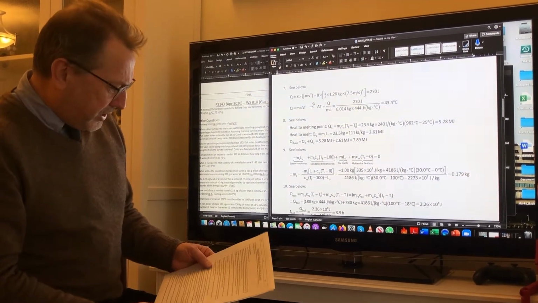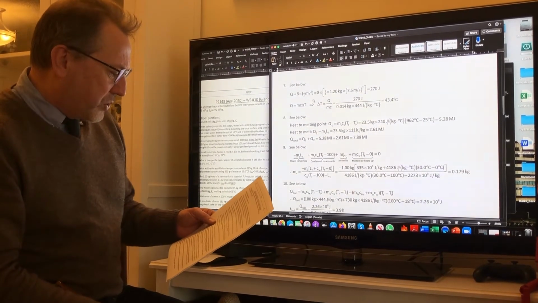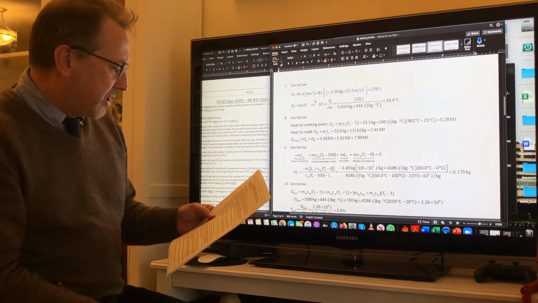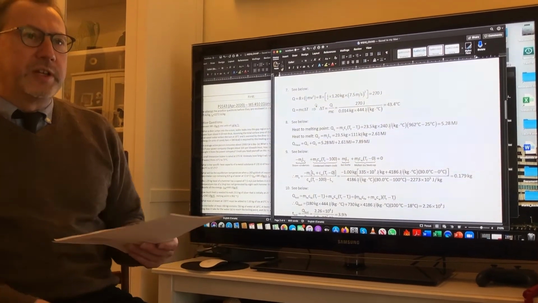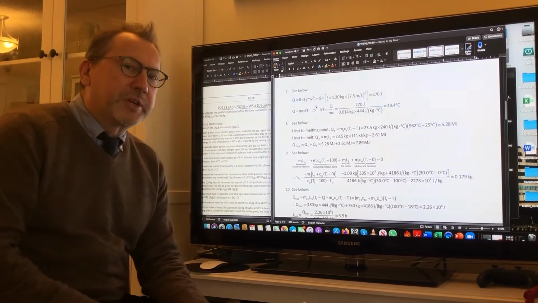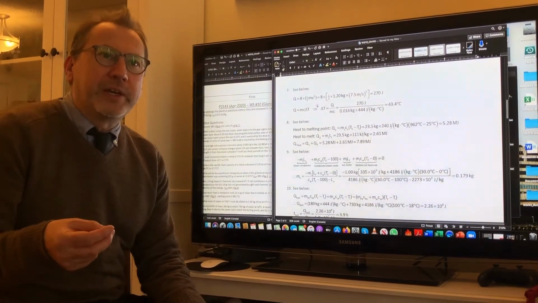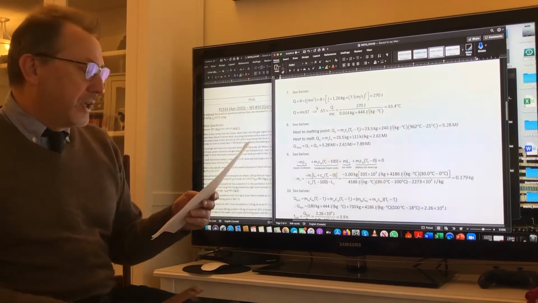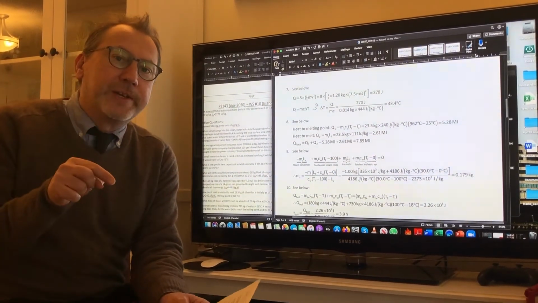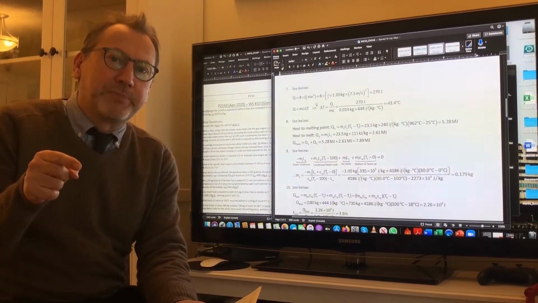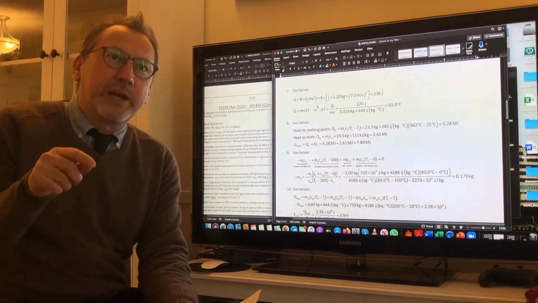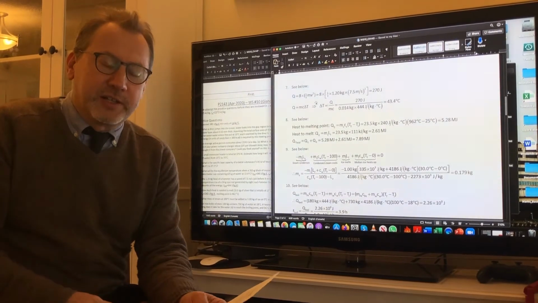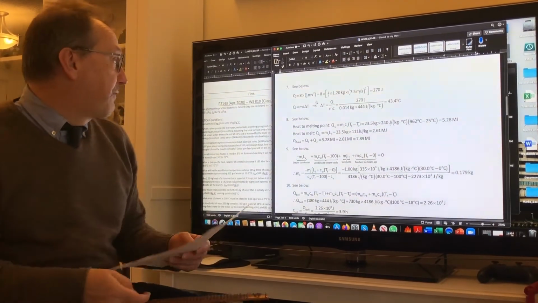Okay, question 8. How much heat is needed to melt 23.5 grams of silver that is initially at 25 degrees centigrade? Well, this question is a little bit trickier because now not only do we have heating, we have a phase change. So there's two things involved here. First, we have to put energy in to heat the silver up to its melting point, and after that we have to put the energy in to get the silver to change phase.